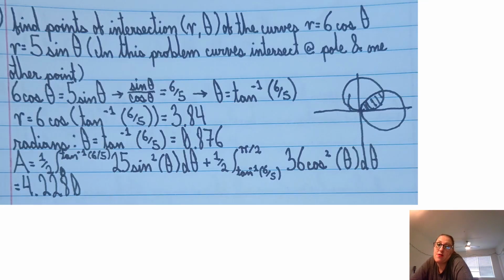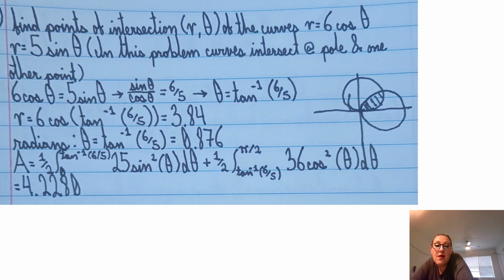Find points of intersection (r, theta) of the curves r equals 6 cosine theta, r equals 5 sine theta. In this problem, curves intersect at the pole and one other point. 6 cosine theta equals 5 sine theta goes to sine theta over cosine theta equals 6 over 5. Theta equals arctan 6 over 5. r equals 6 cosine arctan 6 over 5 equals 3.84. In radians, theta equals arctan 6 over 5, which equals 0.876.